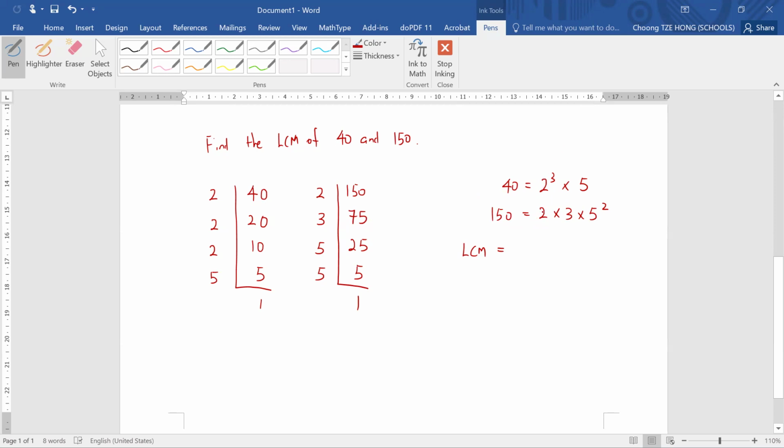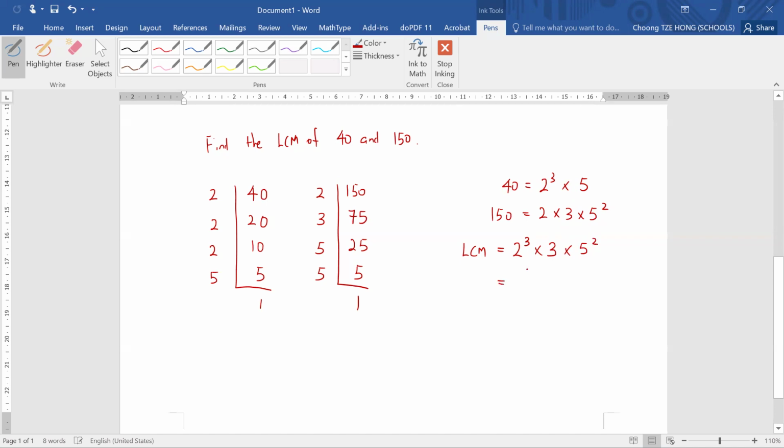For the prime factor 2, for 40 it is 2 cubed, and for 150 it is just 2 to the power 1. So we take the larger power, 2 cubed. If you compare the prime factor 3, 150 has a prime factor 3, but 40 doesn't. But for LCM, we will take it. Then for 5 and 5 squared, we take the larger power, so we take 5 squared.